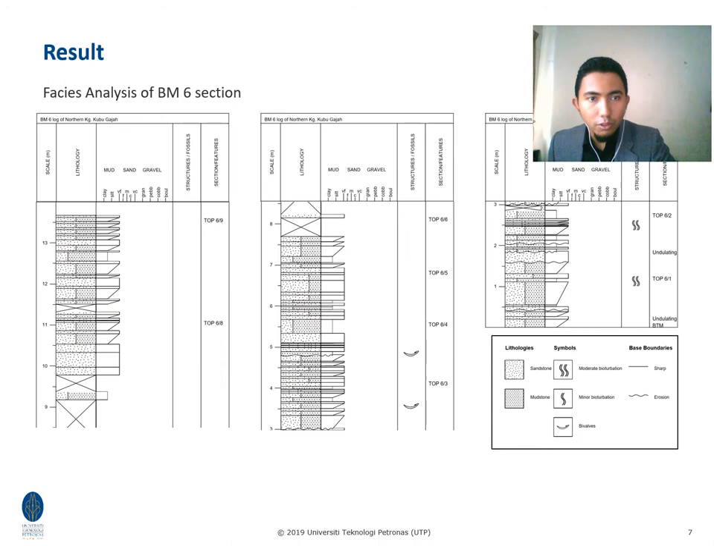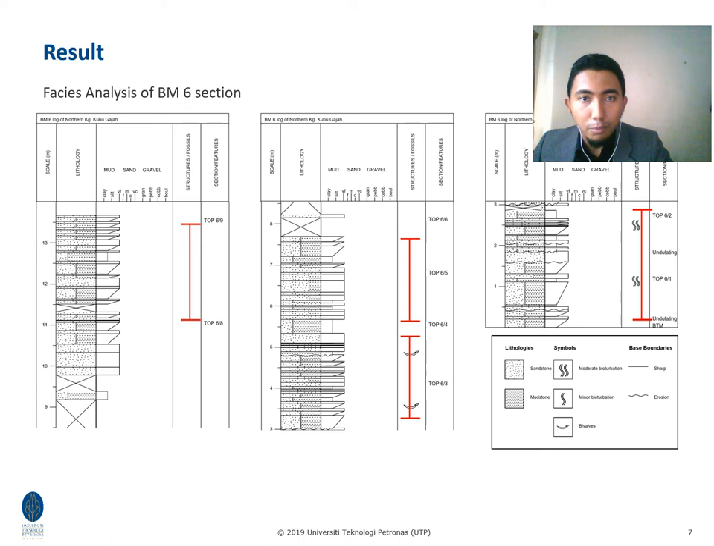So the results of the stratigraphic logging done at the BM6 section show that the first lithofacies, as interpreted by me, is sand dominated, interbedded with very fine grained sandstone and mudstone. The second lithofacies identified is mud dominated, interbedded very fine grained sandstone and mudstone, with the third lithofacies being thick fine sandstone. The identification of the lithofacies is quite difficult due to some unidentified beddings in the outcrop itself.